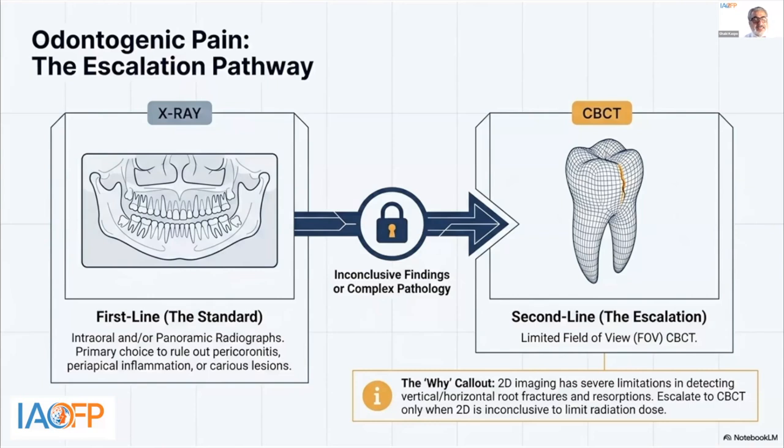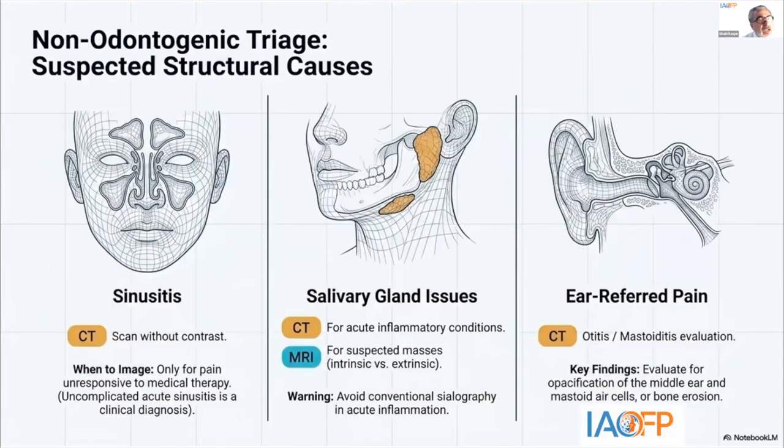So the key is to begin with 2D X-ray, very safe, low radiation, and then we escalate if necessary to CBCT if needed. Now, when non-endodontic structural causes are suspected, we have to start considering other problems.